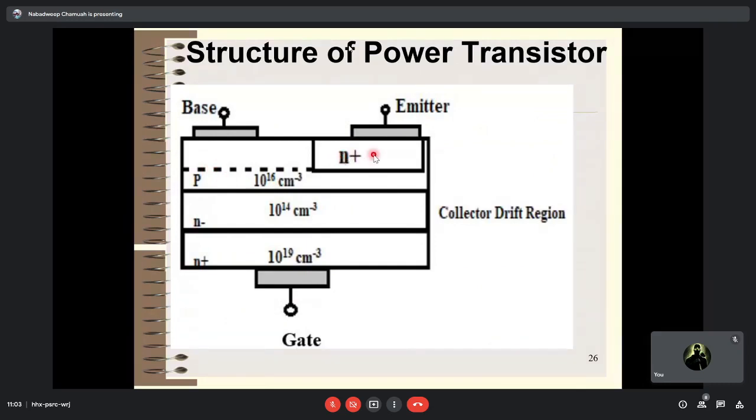The emitter is highly doped, then on top the P type is there. This is the base region. This is the collector, and this is the base region, because this is a lightly doped base. These devices are basically built on a highly doped N plus semiconductor layer, meaning a highly doped N type semiconductor layer. All these layers are made on it.